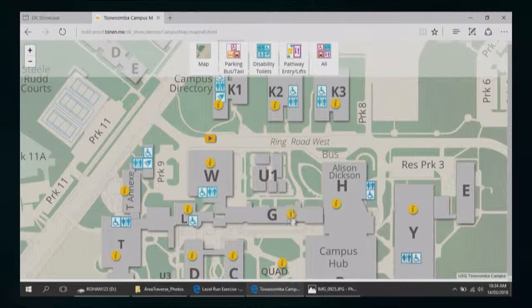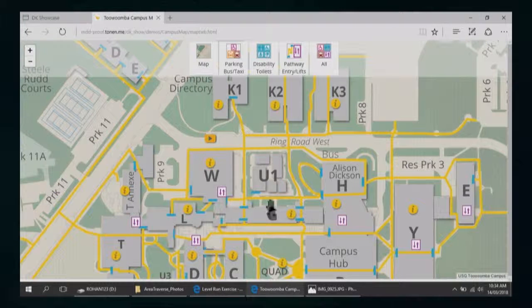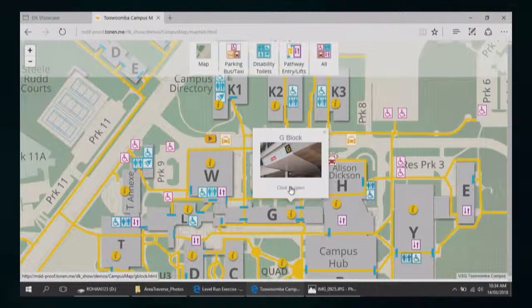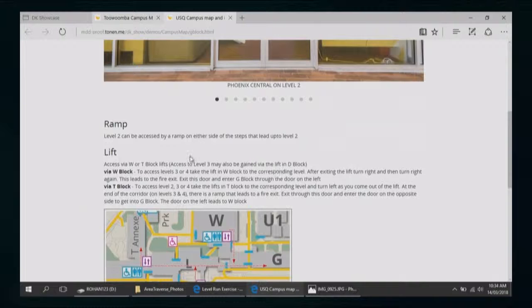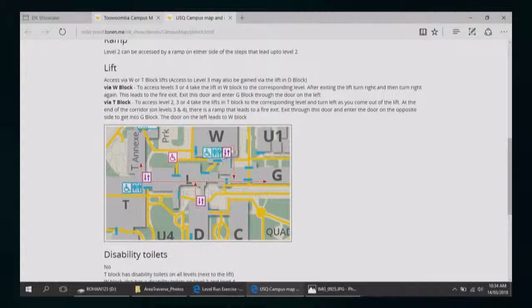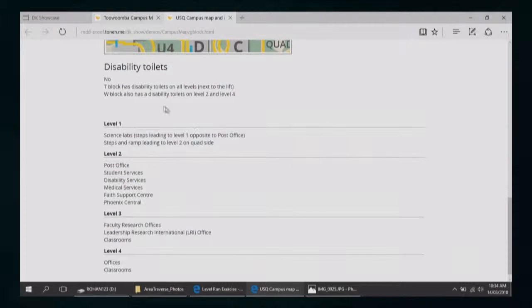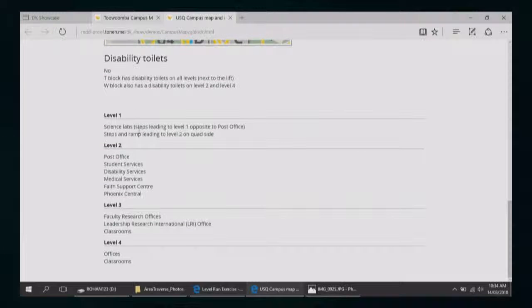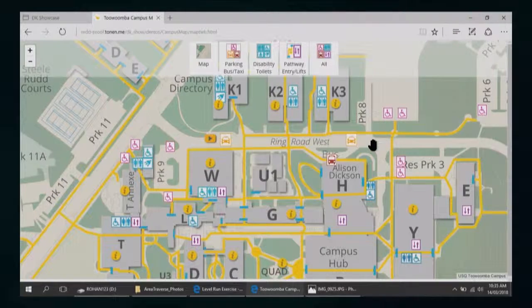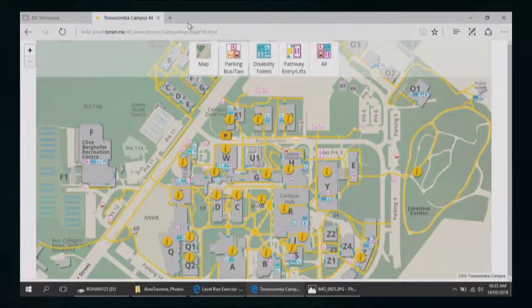Now, although there are some blocks which don't have disability toilets, like G block, and it doesn't even have a lift. If I put lifts here, you'll see G block doesn't have a lift, nor has disability toilets. But the information on G block, if I go into G block, it actually shows me what's the nearest lift and how I can access the higher levels of G block from adjoining blocks, and how I can access the nearest disability toilet. So it actually says T block and W block are the nearest disability toilets. So this was a very gratifying project, because I know it will be used and it will be helpful to students.